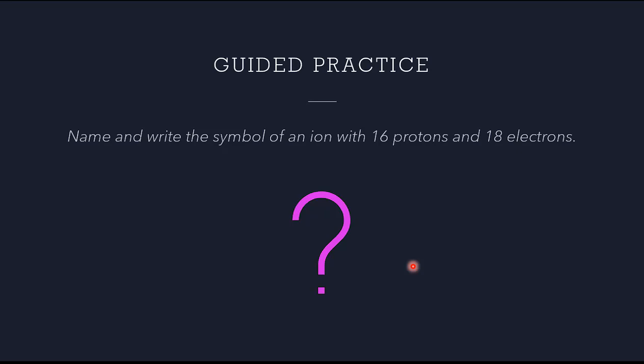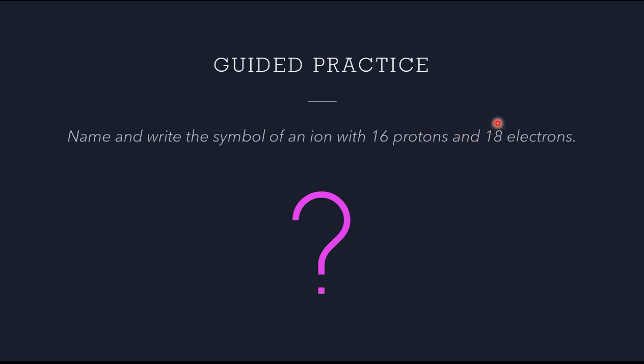So our first guided practice: write the symbol and name of an ion with 16 protons and 18 electrons. So the first thing you would want to do when you're approached with a question like this is always turn to your periodic table. So remember, if we're talking about 16 protons, remember the number of protons is the identifying property of any element. So you want to find which element has the atomic number 16.